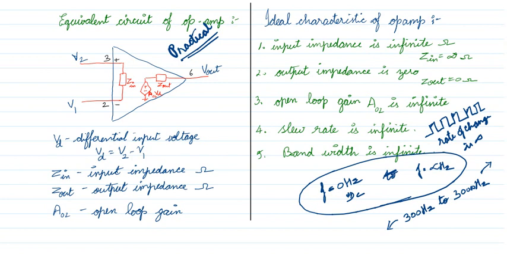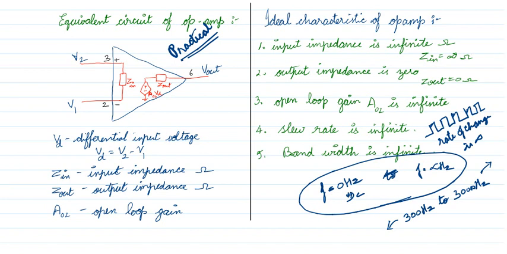Practically, if someone asks what the practical impedance is, instead of infinite you can say it is very high, in the mega ohms range. Instead of output impedance 0, we can say it is 50 ohms, 75 ohms, 100 ohms. Instead of infinite open loop gain, we can say it is 2 lakhs, or 10 power 6. For open loop bandwidth, we can say it is very large. That's it, right? Okay, I can write this using some other color. Practically, I'm using red color.